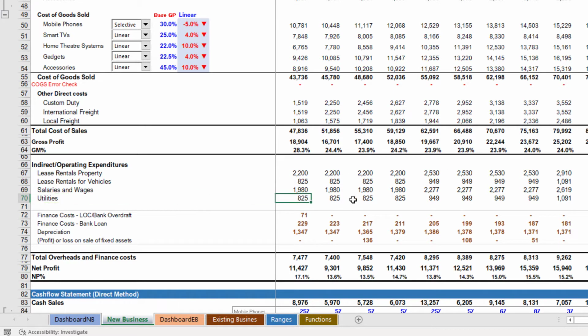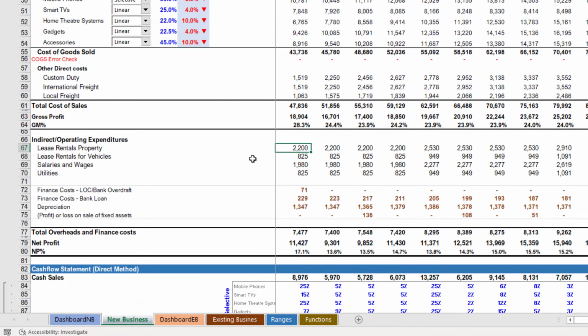And there would be utilities. So we'll be paying electricity bill for our shop floor, of course. So these expenditures are classified as operating expenditure, indirect operating expenditure, I should say. Now, these expenditures are usually fixed in the general scenario of any small or medium-sized business.